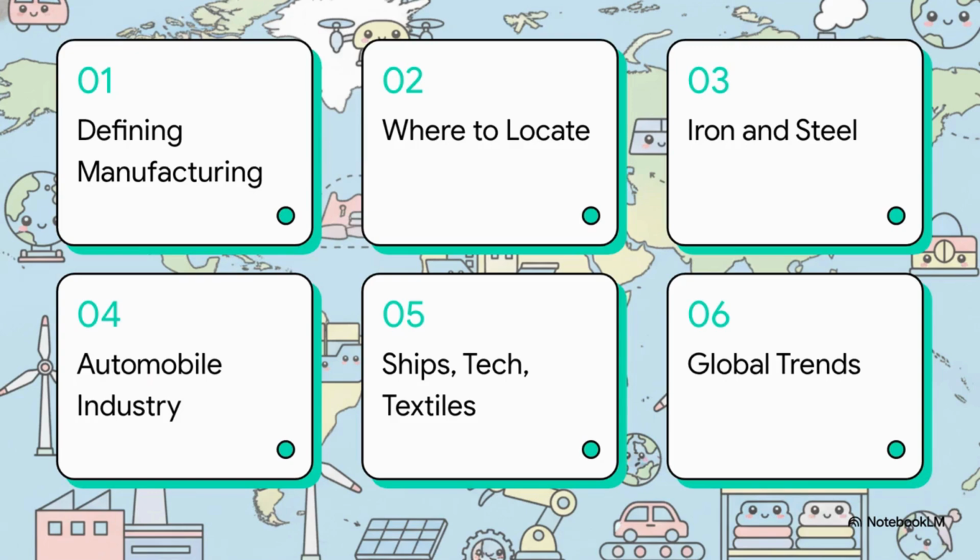To help you lock this into your memory effortlessly, we're going to flow through this in 6 logical parts. We'll start by defining what manufacturing actually is, then look at where industries choose to locate. After that, we'll zero in on iron and steel, shift gears into the automobile industry, take a quick look at ships, electronics, and textiles, and then finally, we'll wrap the whole thing up with global industrial trends. Sound good? Let's get into it.